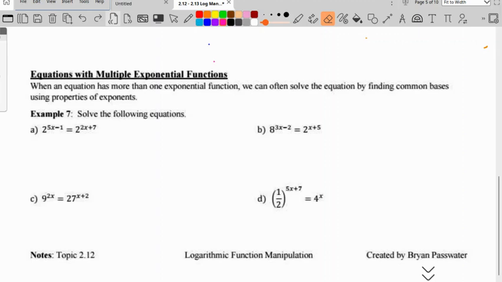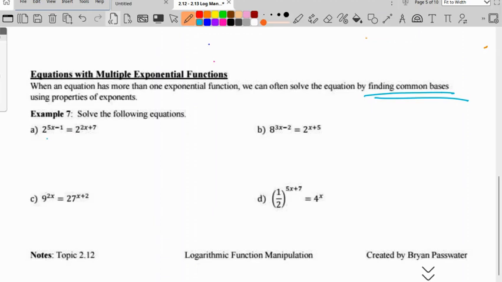Let's solve the following equations. It says when an equation has more than one exponential function, we can often solve the equation by finding common bases. These are going to be simple, so let's see if we can knock all four out quickly. The first one's the easiest because they're already written with a common base.